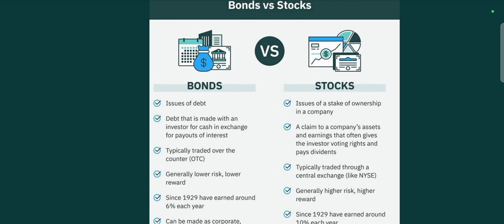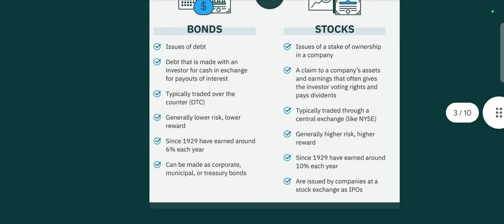Since 1929, bonds have earned around 6% each year. Stocks are generally higher risk, higher reward. Bonds can be made as corporate, municipal or treasury bonds. Stocks are issued by companies at a stock exchange as IPOs.